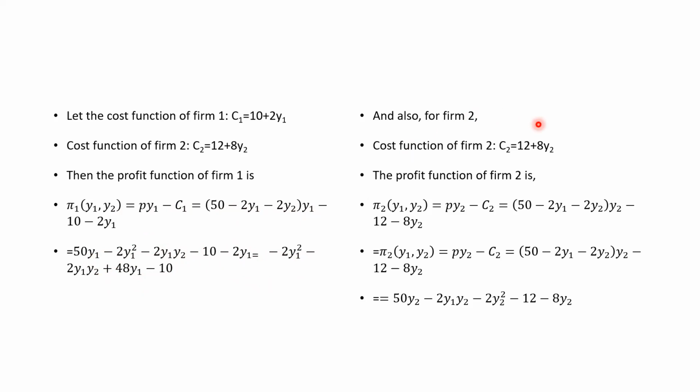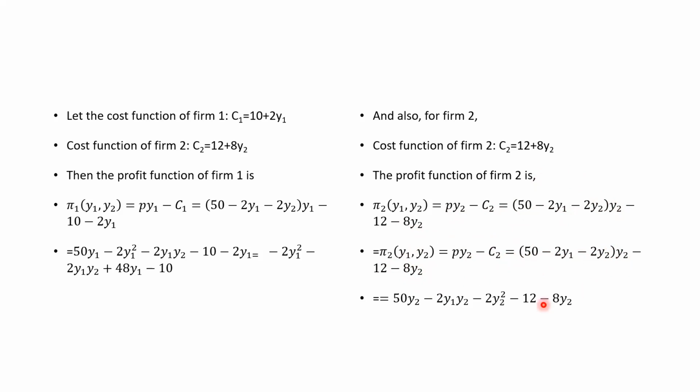And also for firm 2, the cost function of firm 2 is C2 equal to 12 plus 8y2. The profit function of firm 2 is pi 2, which is a function of y1 and y2, because profit depends on price also. Price is a function of the two output levels. So what is the revenue of the second firm? Price into its own output minus the cost. P is 50 minus twice y1 minus twice y2, the whole thing multiplied by y2, minus what is C2? Minus (12 plus 8y2). Okay, so this becomes P y2 minus C2 equal to (50 minus twice y1 minus twice y2) into y2, minus (12 plus 8y2).